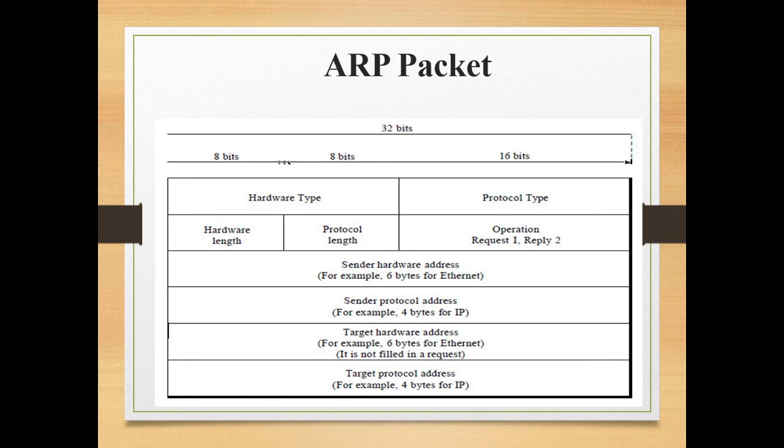Next two addresses are the target hardware address and target protocol address, that is, the receiver's physical and IP address respectively. If it is an ARP request, then the receiver's hardware address will be filled with 0 because the sender doesn't know the physical address of the receiver.